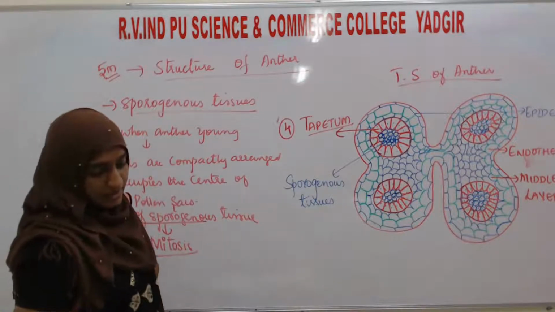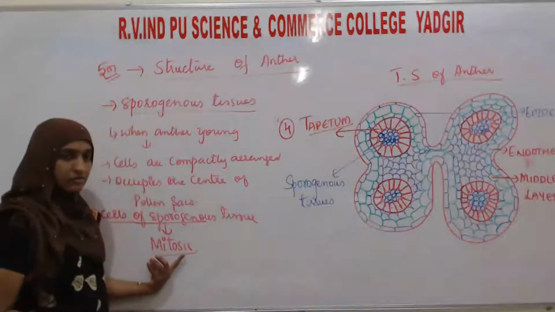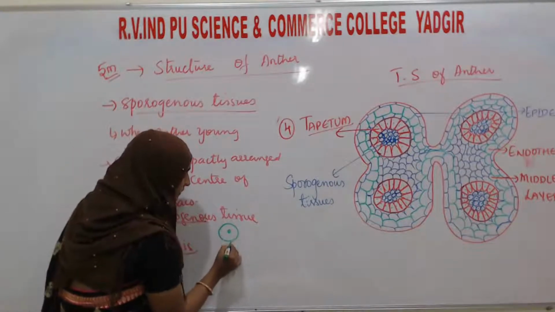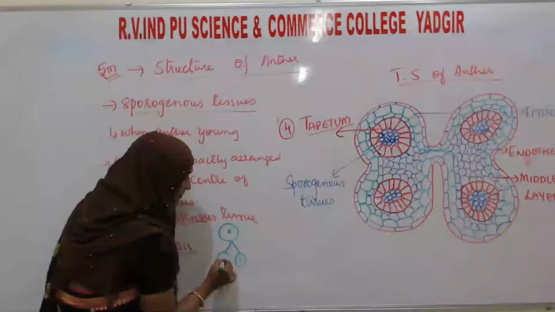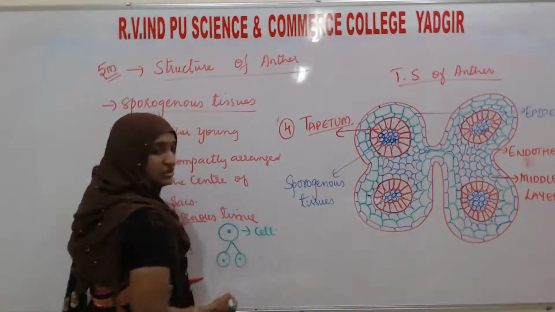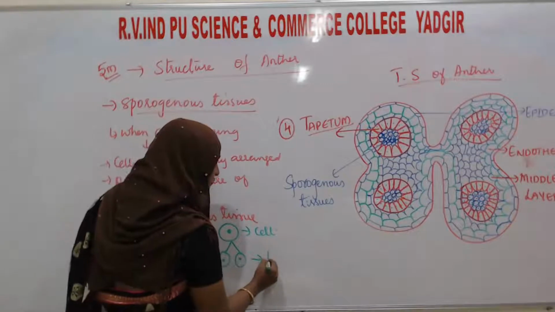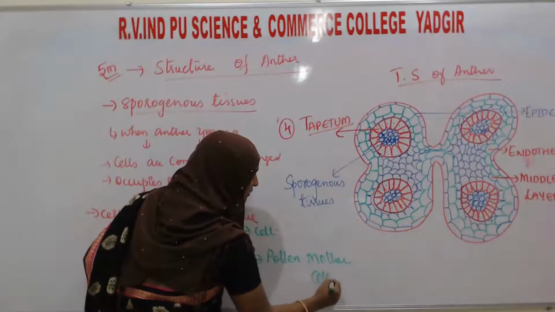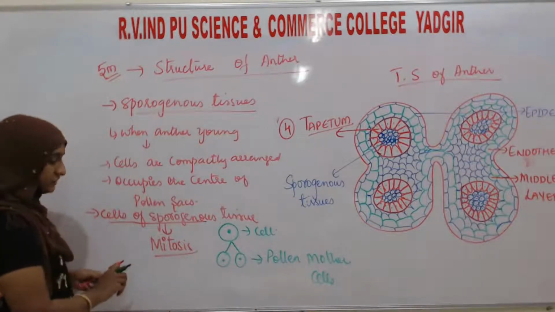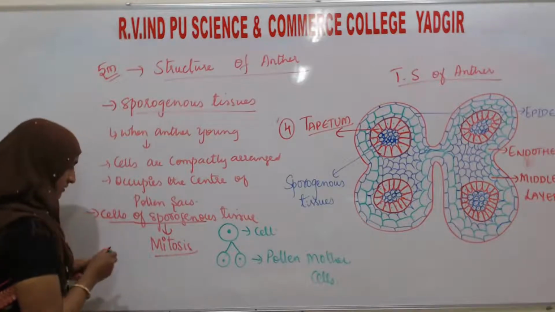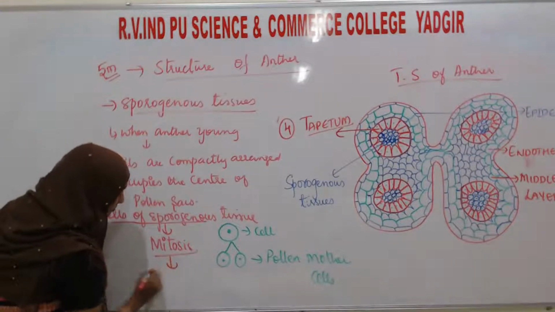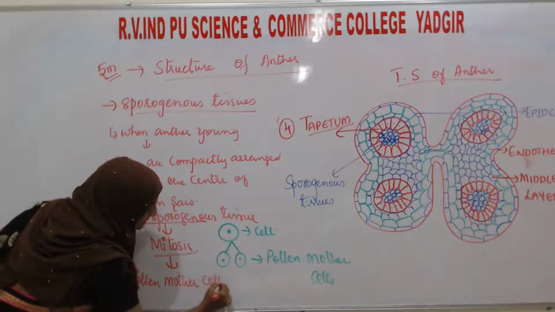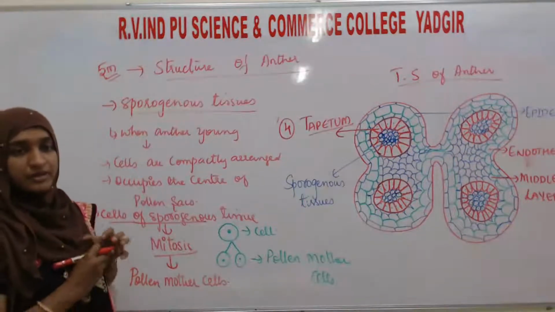When they divide mitotically, for example, this is a cell of sporogenous tissue. It will undergo mitosis, and then they will give rise to the pollen mother cell. Which cells are going to form? The daughter cells after mitosis will give rise to the pollen mother cells. Understood? Okay.